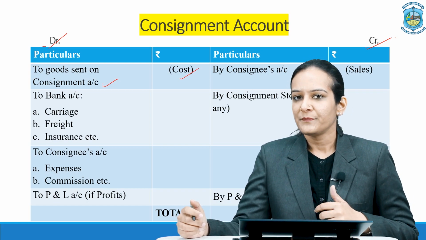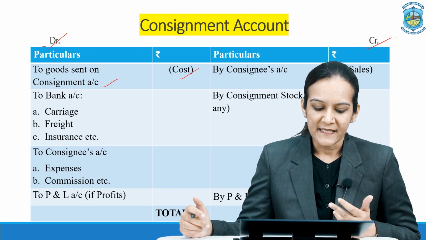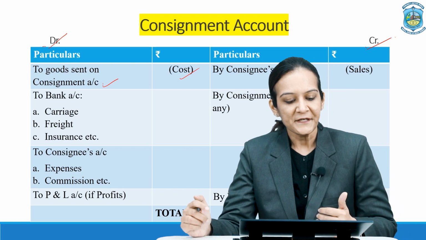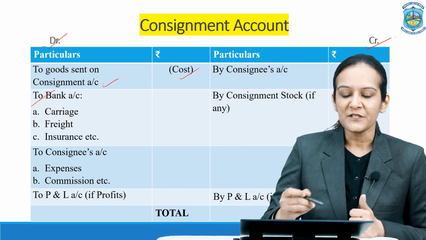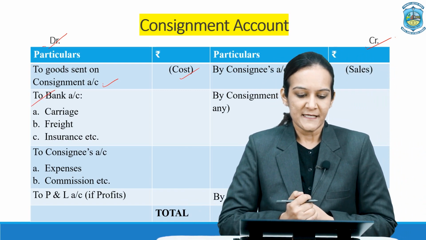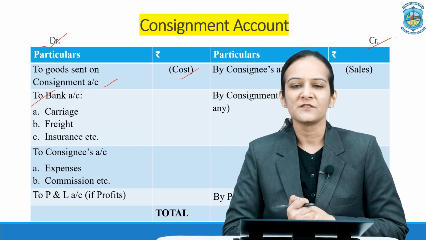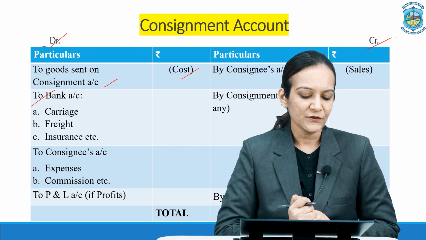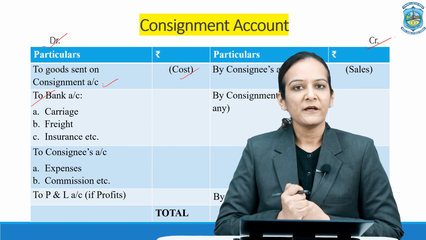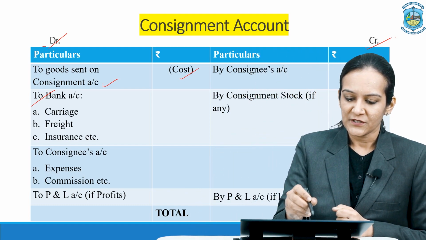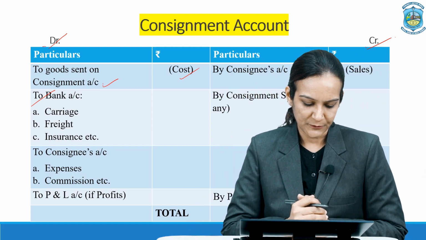Second is when the expenses are borne by the consignor. So the entry was consignment account debit to cash or to bank. So 'To bank' is the second entry. Here the consignor is taking the responsibility to pay the freight expenses, the carriage expenses, and the insurance expenses related to the goods. So cash is going out to pay all these expenses. Therefore, the cash account is debited here in the consignment account.